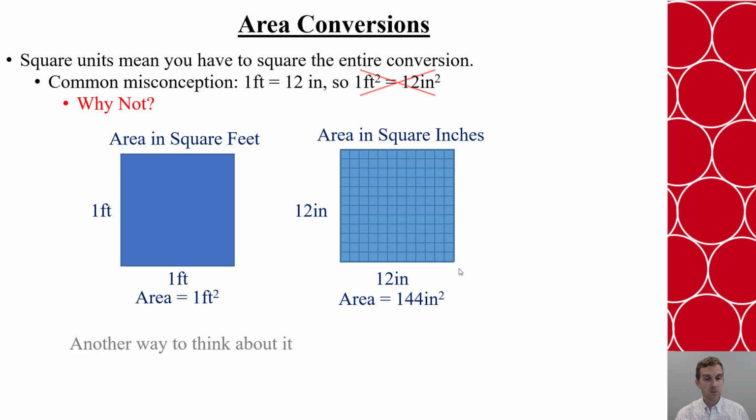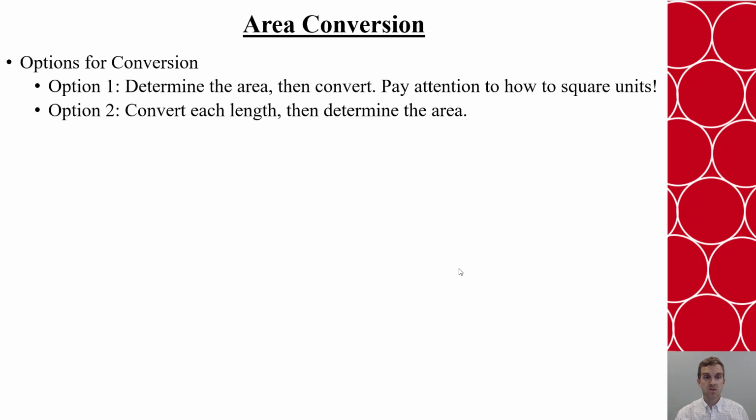And the reasoning, if you want to think about it another way, is that 1 square foot means that I'm going 1 foot by 1 foot. If I convert each of those units over to inches, that becomes 12 inches by 12 inches, which is 144 square inches. So when we convert to area, we can either determine the overall area and then convert to whatever unit we may want to go, paying attention to those square units, or we can convert each length and then determine the area, just like what we did a second ago.